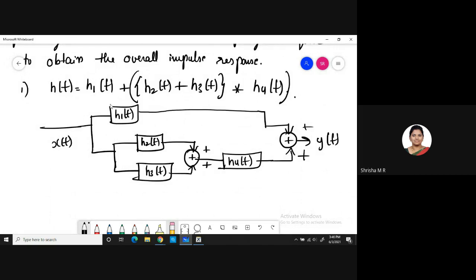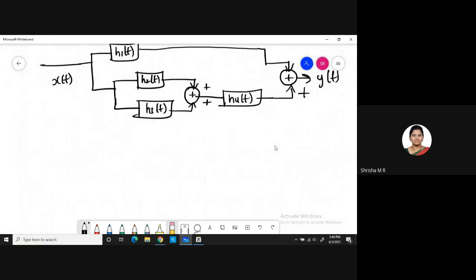Okay. So h1 of t is parallel with h2 of t plus h3 of t. That is, h2 of t and h3 of t also are in parallel. And it is in series, in cascade with h4 of t, and these two are in parallel with each other. Got it? So I'll give you two more problems.